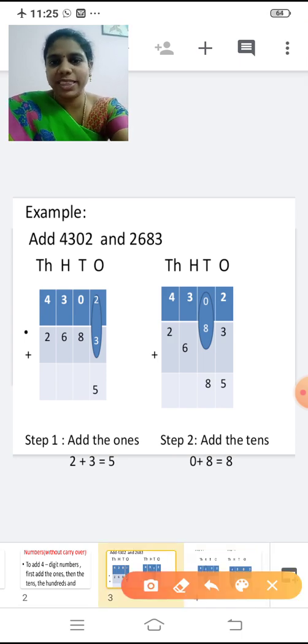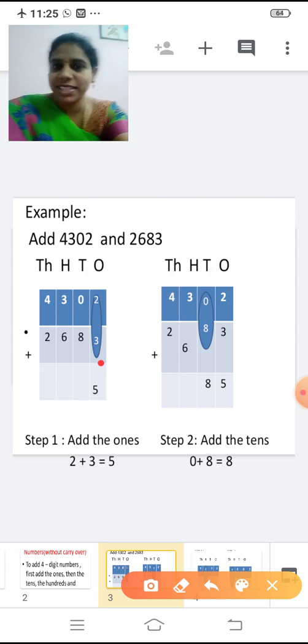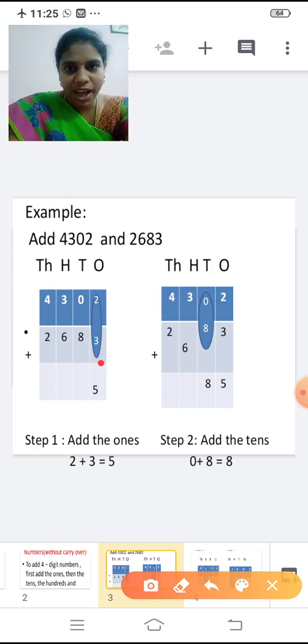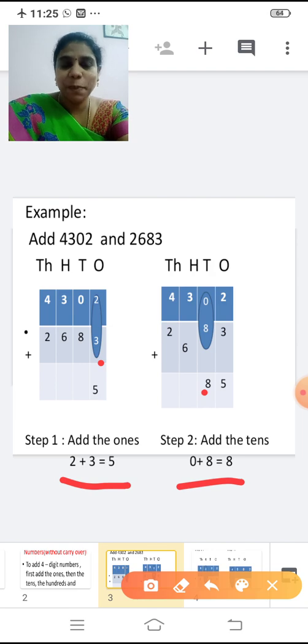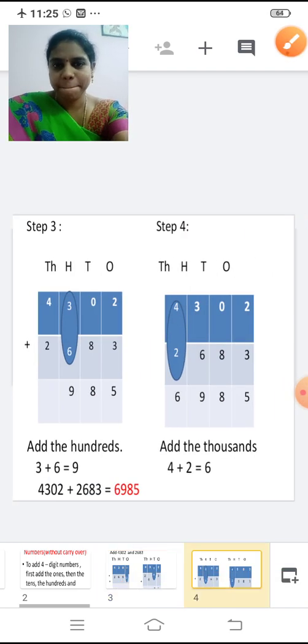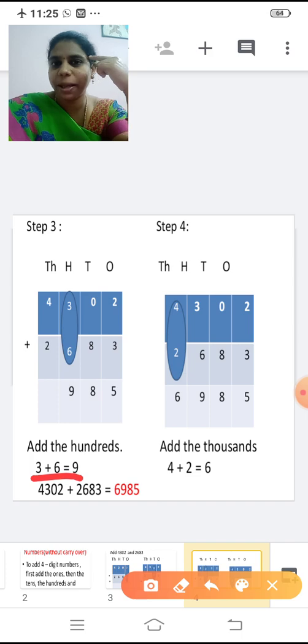First, you're going to add the ones place. So, 2 plus 3 is 5. Then, you're going to add the tens place. 0 plus 8 is 8. Then, what you have to do? First is 2 plus 3, 5. Next, tens place. 0 plus 8 is equal to 8. And what is the third step? Add the hundreds place. 3 plus 6. That means 3 in the mind.